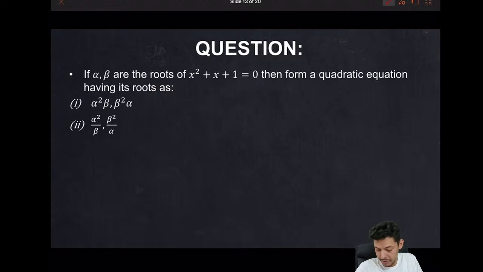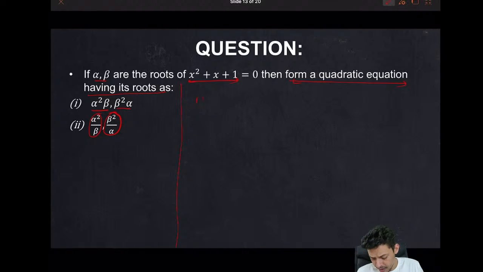Now here we say that if alpha, beta are the roots of this quadratic expression, x square plus x plus 1, then we have to form a quadratic equation having its roots as alpha square beta, beta square alpha, and alpha square by beta, beta square by alpha. So let's start with the first part.